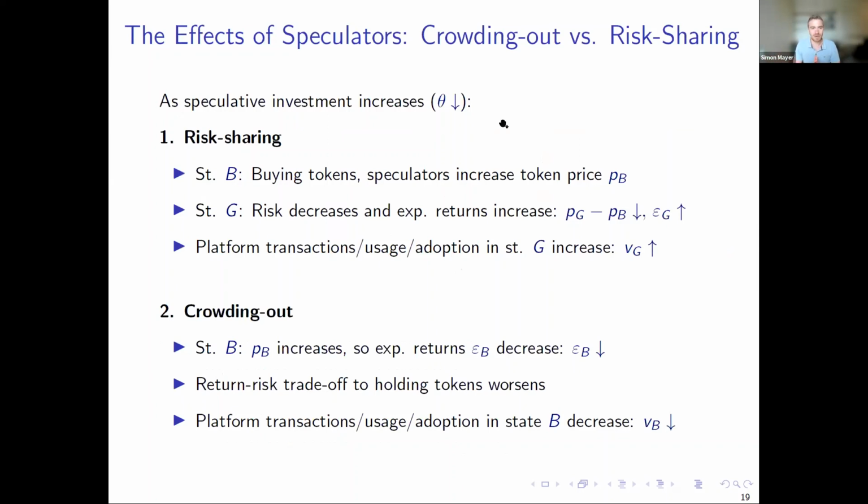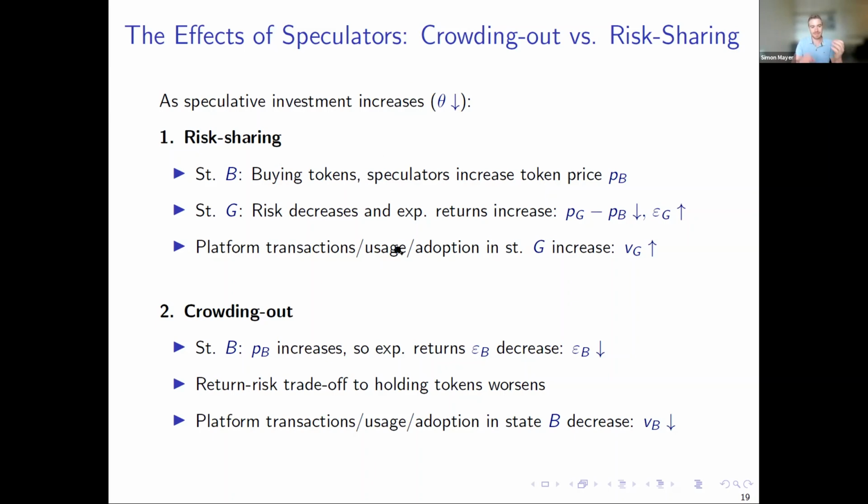What I talked about at the beginning about the effects of speculators, I classify as crowding out versus risk sharing. What is the risk sharing effect? Well, the speculators provide some backstop. In volatile times, speculators buy tokens, absorb price volatility, and boost the token price. This decreases token returns in volatile times, but increases token returns in normal times. And because token returns in normal times are boosted by the presence of speculators, speculators also boost platform transactions, usage, and adoption in normal times.